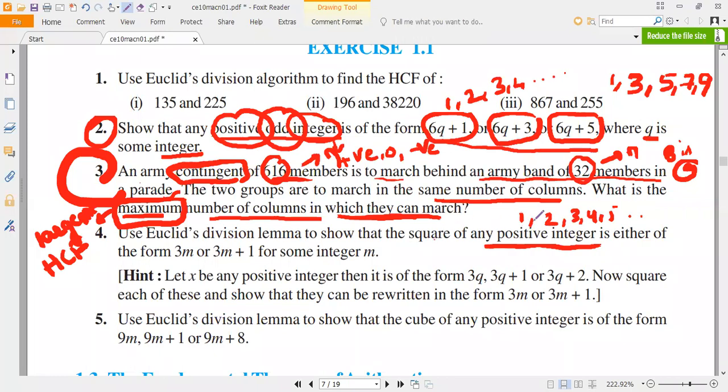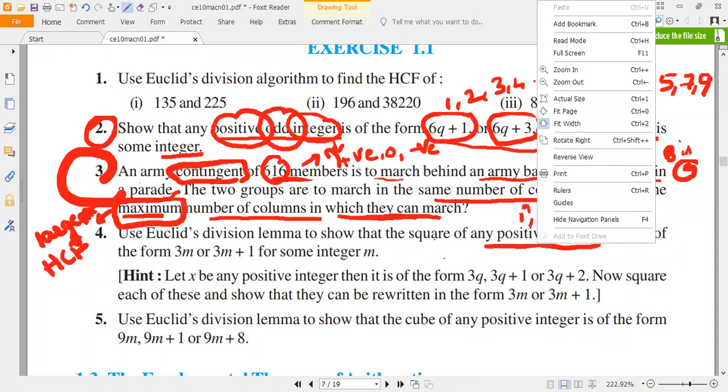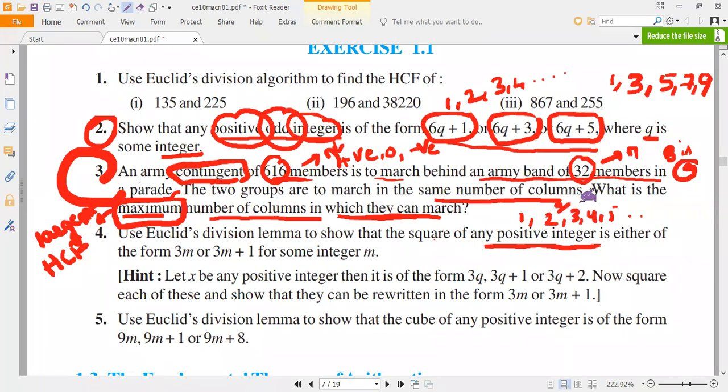Square of positive integers means 1 square, 2 square, 3 square, 4 square, 5 square, and so on. They are in the form of 3m or 3m plus 1 or 3m plus 2, for some integer m. M is any integer. And here some hint also they have given you. See. Solve this question now, all of you.